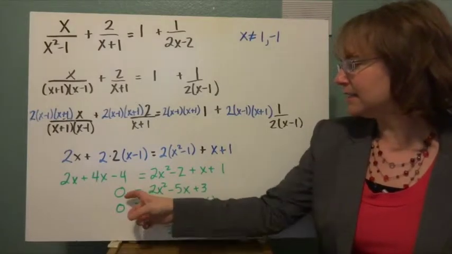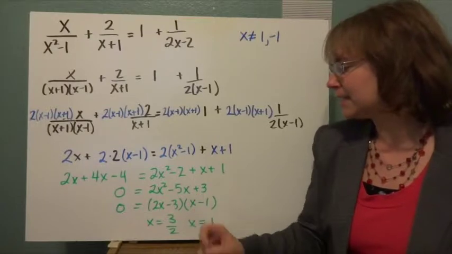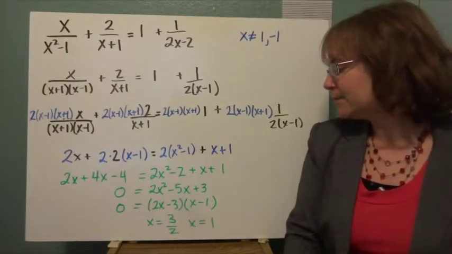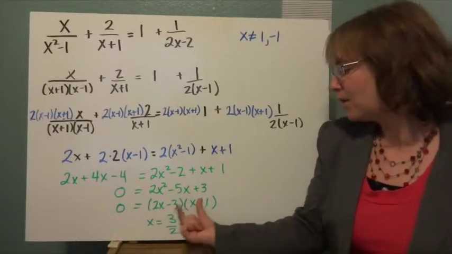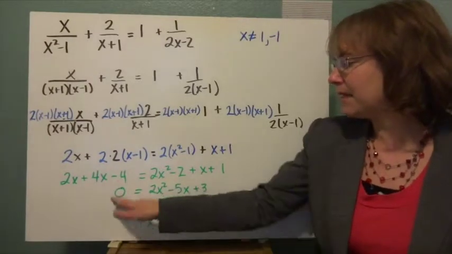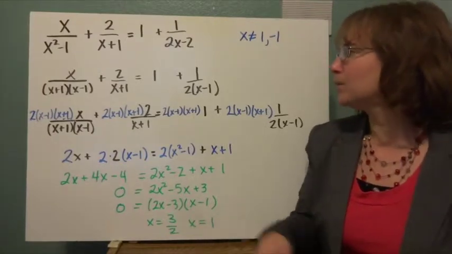Combining like terms and setting them equal to 0, I have 2x squared minus 5x plus 3, factoring to 2x minus 3 times x minus 1, and that's equal to 0. So I know either this one or this one could be equal to 0 and make this equation true. So I have x is equal to 3/2 and x is equal to 1.